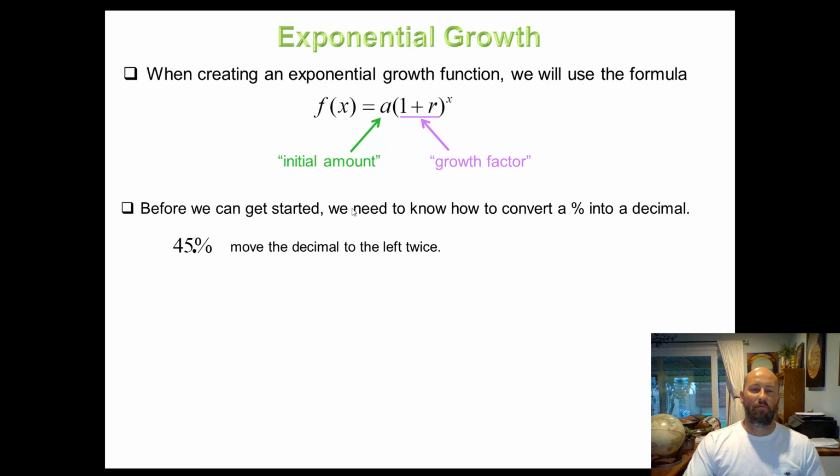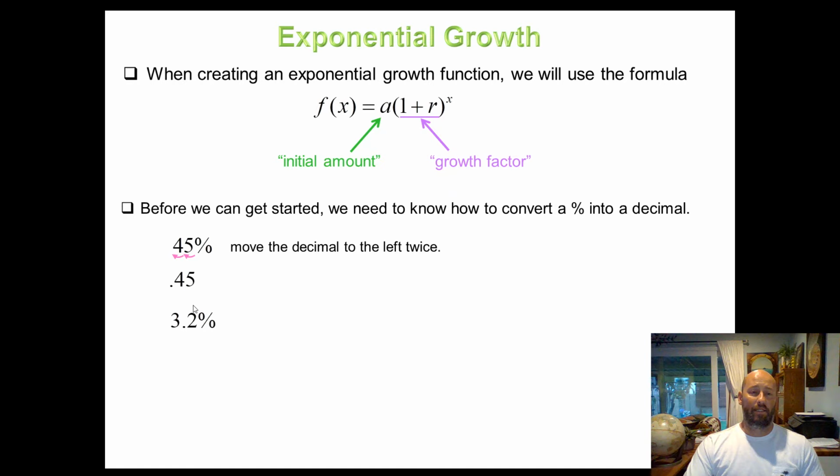Okay, so before we can get started, we need to know how to convert a percent into a decimal. So it looks like some of my animation was off here. But, so this is 45%. So pretend that decimal wasn't there yet. And it says to move the decimal to the left twice. So we'll take this decimal and move it over twice. And we end up with 0.45. So as a decimal, 45% is 0.45.